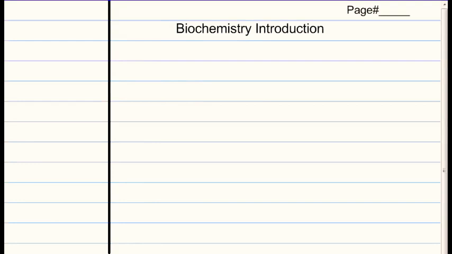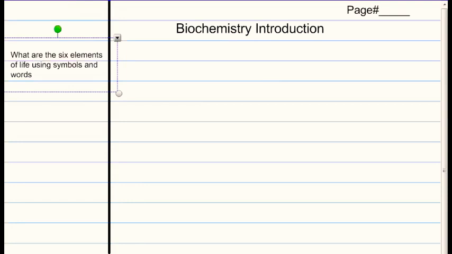You guys are going to create a note sheet in your notebook for this. Instead of having one that's already taped in, you're going to take a blank page in your notebook. You're going to write Biochemistry Introduction. It'll have a page number. Then you're going to draw a line down the left-hand side of the page, and you're going to put these 3 statements in there, spaced out about like this.